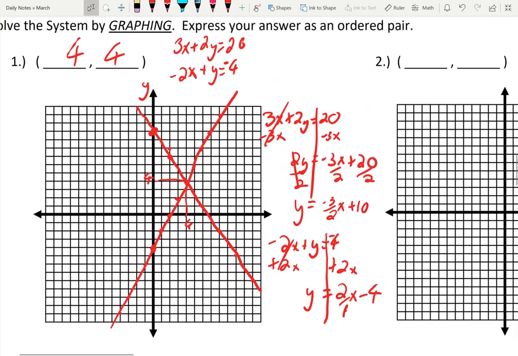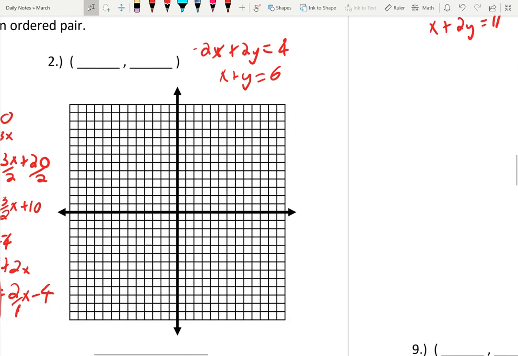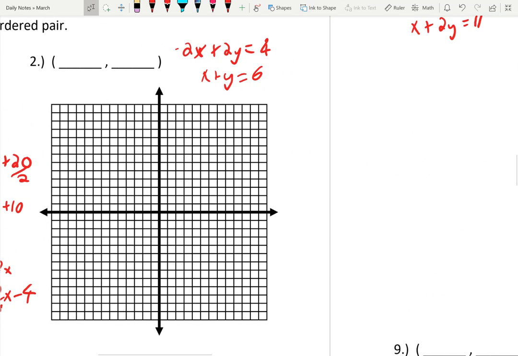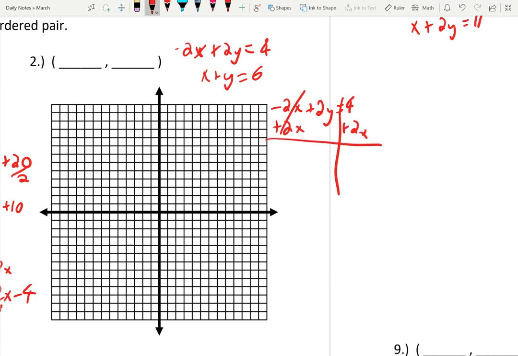So now let's look at number 2. So again, we have the same problem where we have to rearrange the equations. So let's start with that first equation, negative 2x plus 2y equals 4. So we'll move the x term first. So since it's negative 2x, we'll add 2x. And so what that's going to do is it'll leave 2y on the left side, but on the right side, it'll have 4 plus 2x, or, positive 2x plus 4.